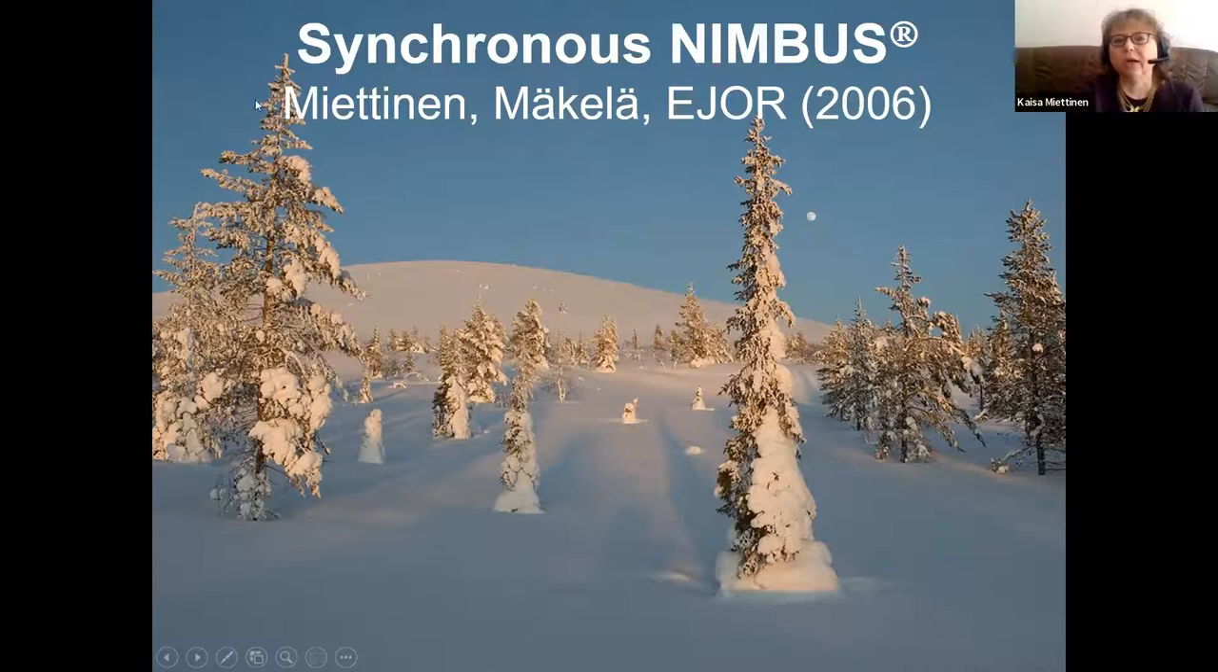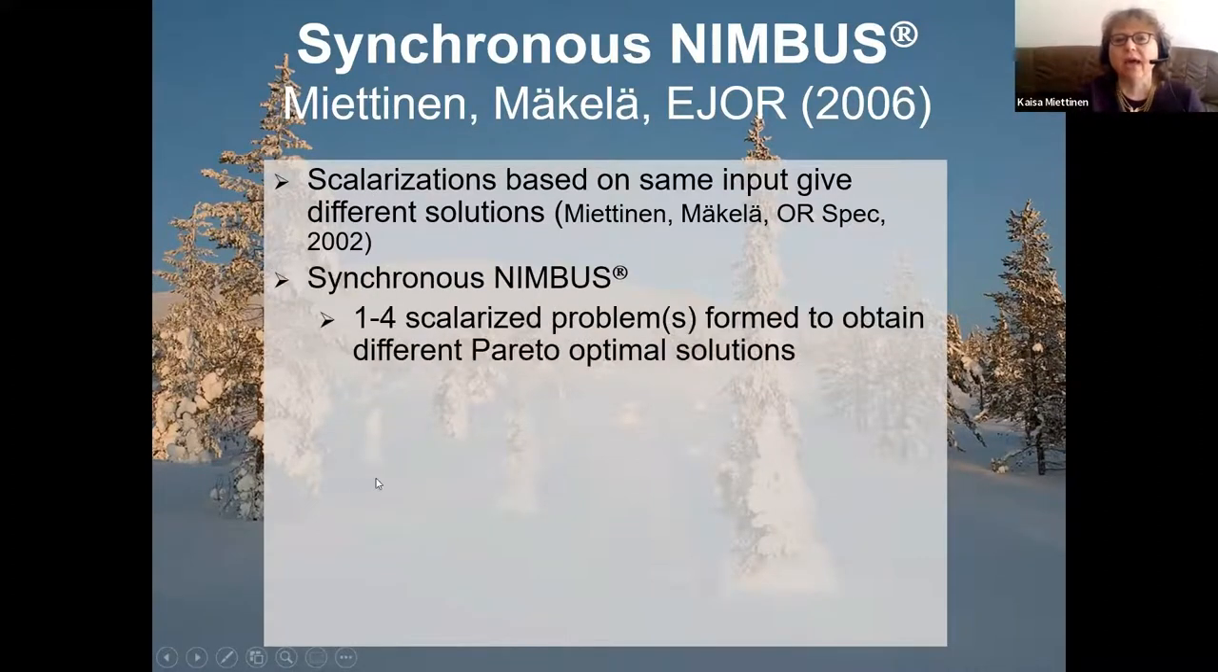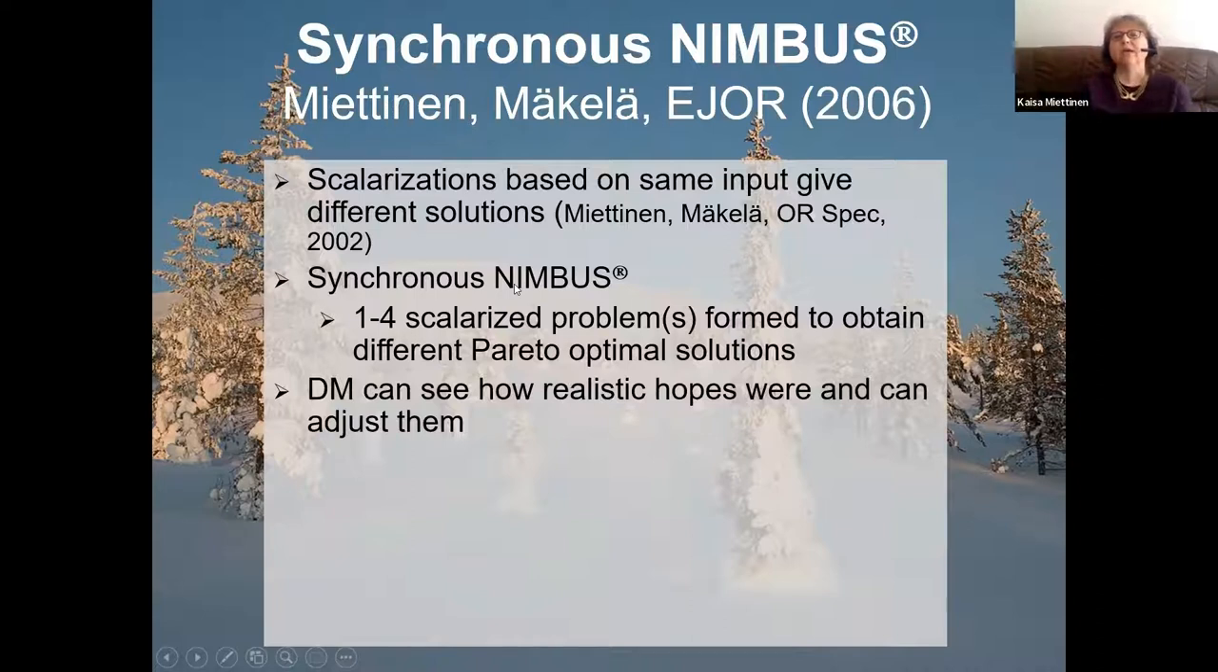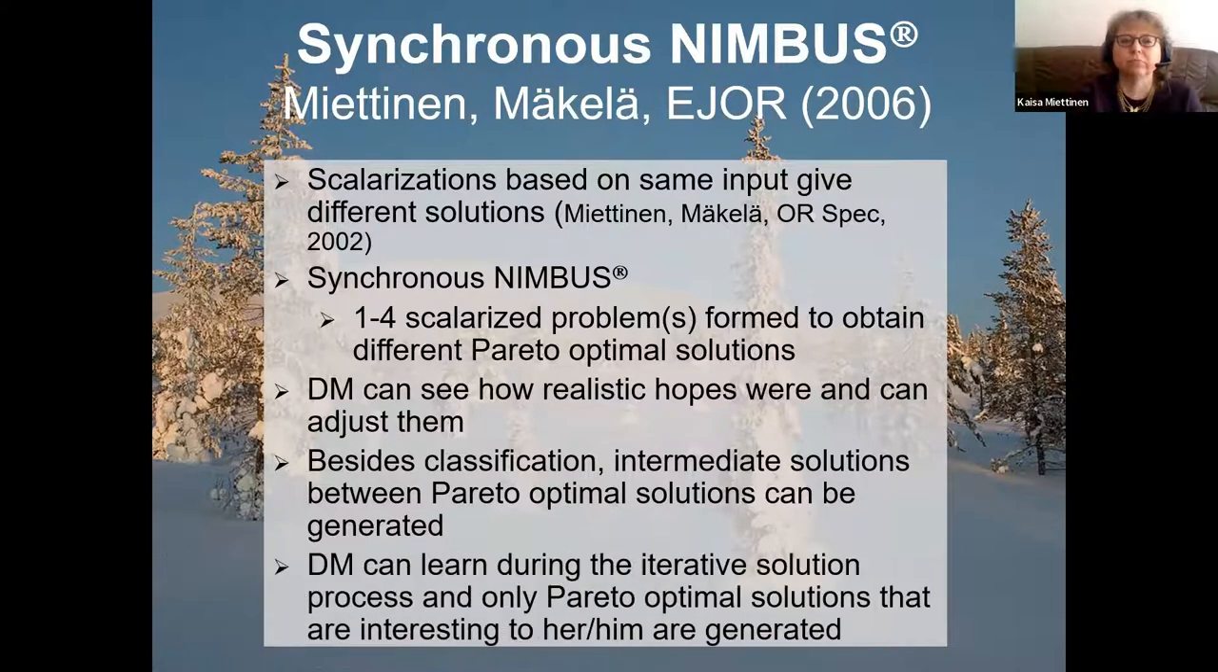We nowadays utilize typically so-called synchronous Nimbus, which uses several different scalarization functions after the decision maker has made the classification. And in that way, the decision maker can decide how many different Pareto optimal solutions one wants to see after the classification. And each of these scalarization problems treat the preferences in somewhat different ways. And from those, the decision maker can choose better what is desired and learn about how realistic one's hopes were and adjust them as much as possible. So supporting the learning is important here.